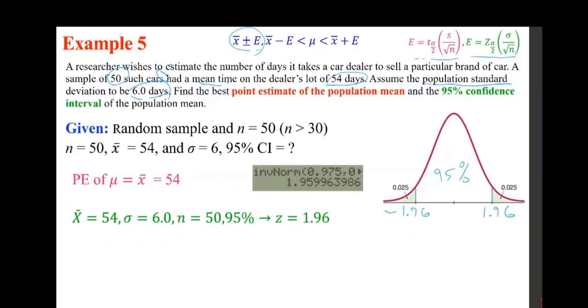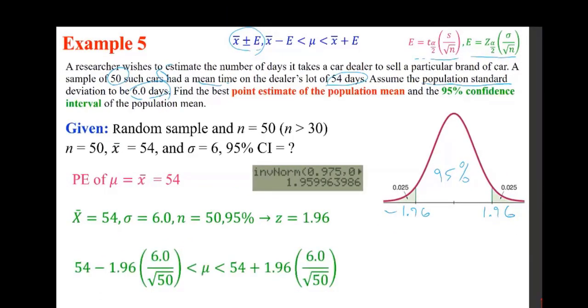Using this formula, 54 minus 1.96 times 6 over square root of 50, and then 54 plus the same thing. So all you have to do, calculate this one, subtract it from 54, add it to 54. Again, I would use more decimals, but I do the rounding at the very end. This has been rounded properly, but be careful. You don't ever want to take a chance. So the answer is this.